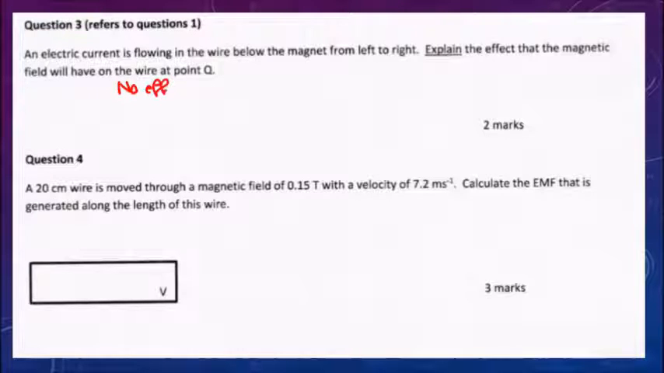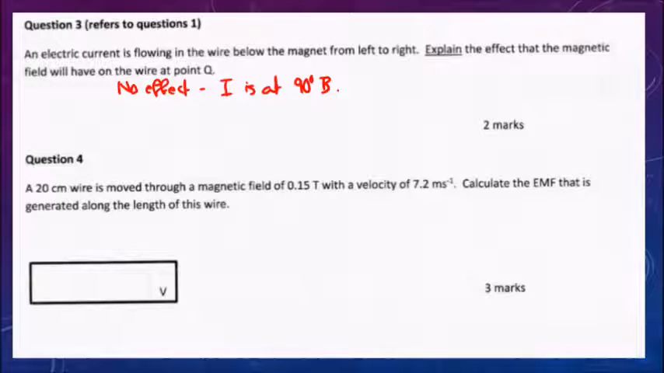The reason for that is that the magnetic field is at 90 degrees to the current, or the current is at 90 degrees to the magnetic field. In any situation like that, there will be no force produced.